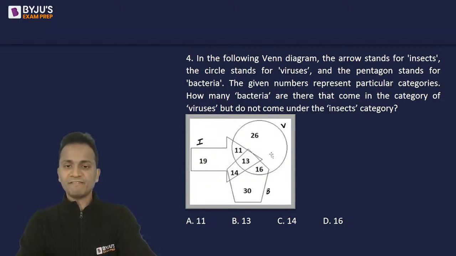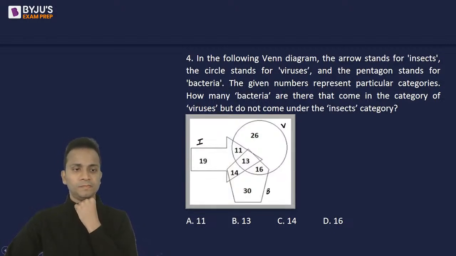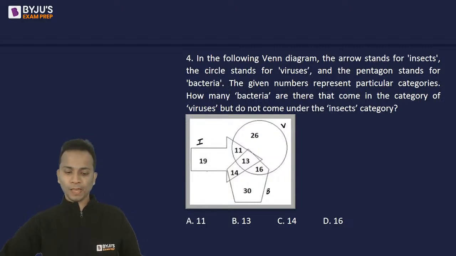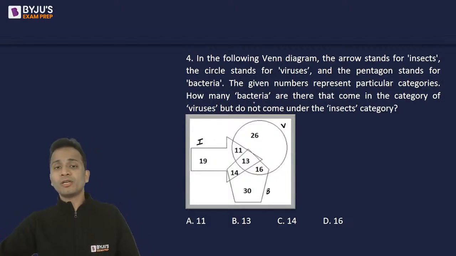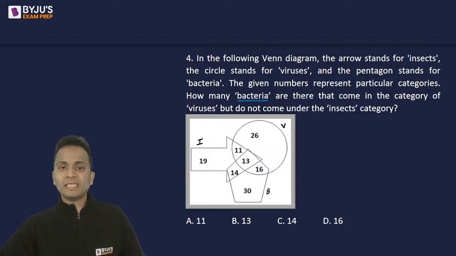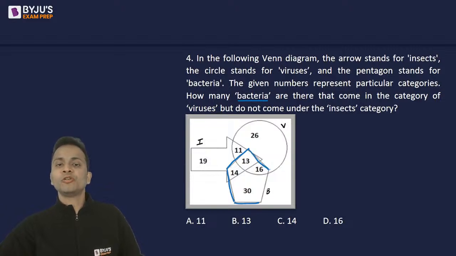Now I am getting different answers. Okay, now I'm looking for a category. I'm looking for a region which is bacteria. So bacteria is pentagon. So it should be inside this region. It should be inside the pentagon. That come in the category of viruses as well. That means it should be inside the circle as well as the pentagon.